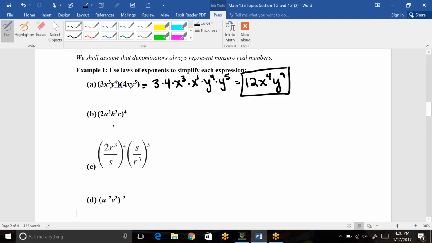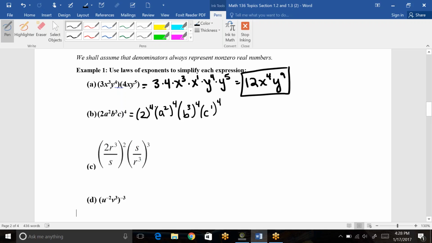Then let's look at our next one. This one has a power on the outside. Because everything inside is all multiplication, we can apply that to everything inside. So this would be 2, and 2 does count as a base. 2 to the fourth, a squared to the fourth, b cubed to the fourth, and c to the first to the fourth. 2 to the fourth is just 2 to the fourth.